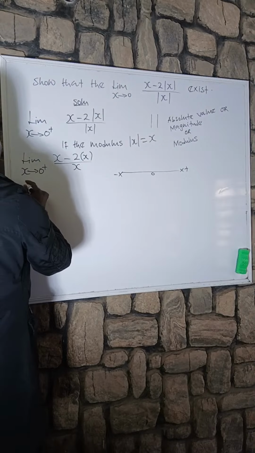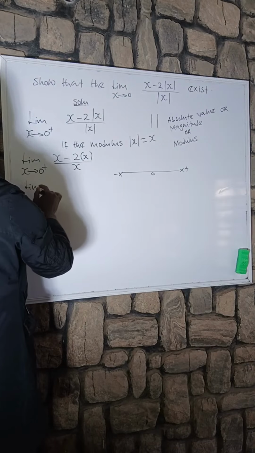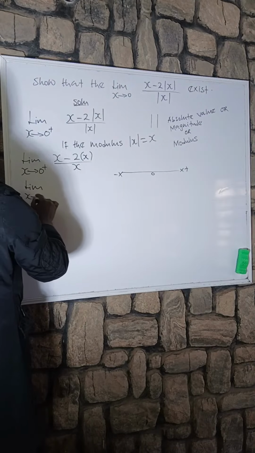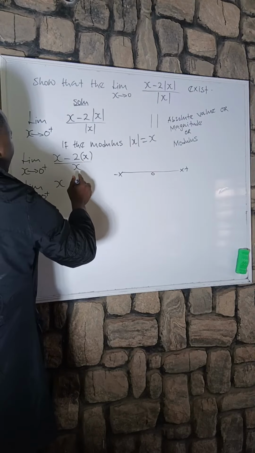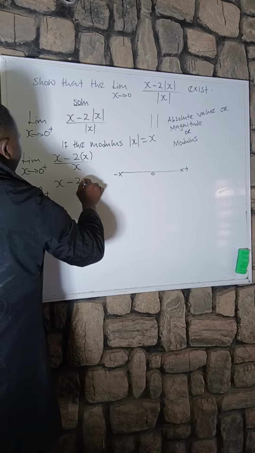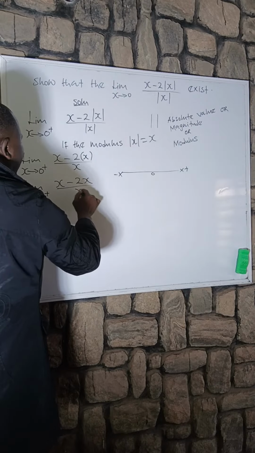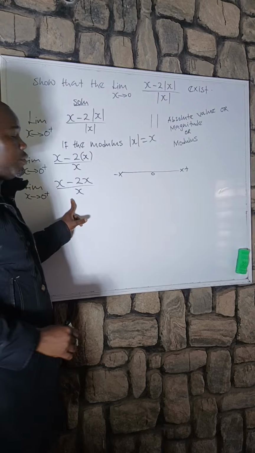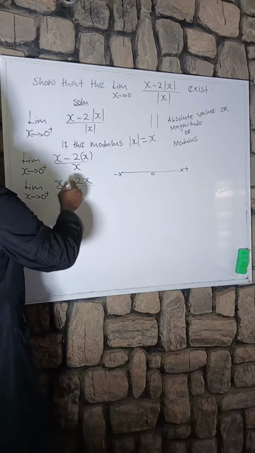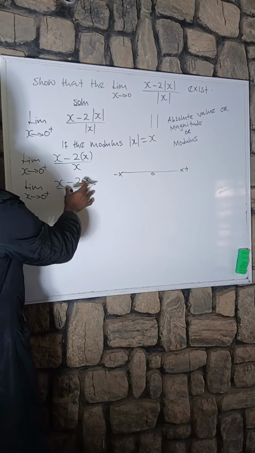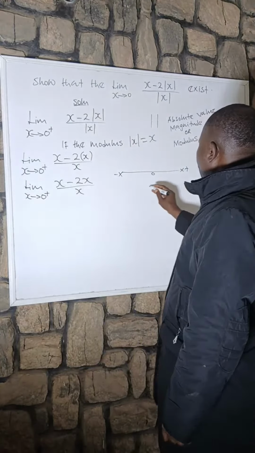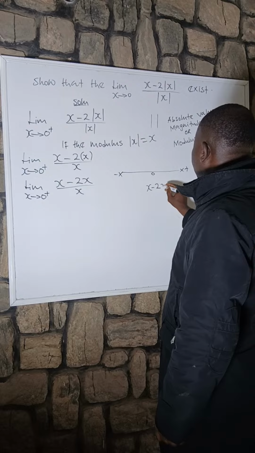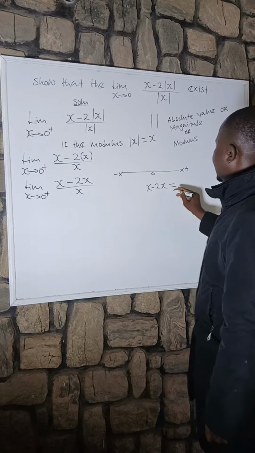Then this is the same thing as the limit as x tends to 0 plus of x minus 2 times x, which is minus 2x, all over what? x. Do you agree with me? So this implies that, if you can see what I am saying, look at it. When we have x minus 2x, we can still rewrite this in this form.